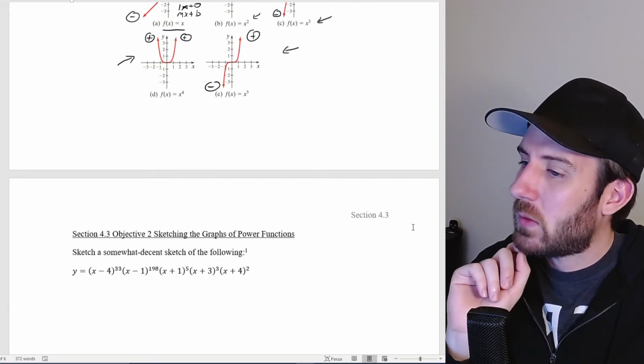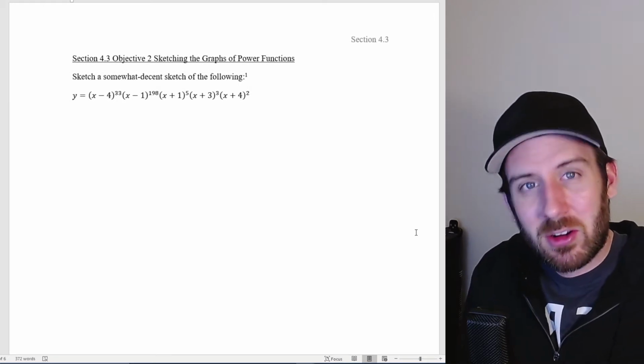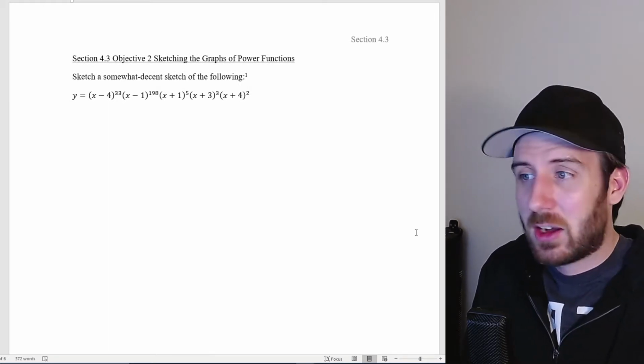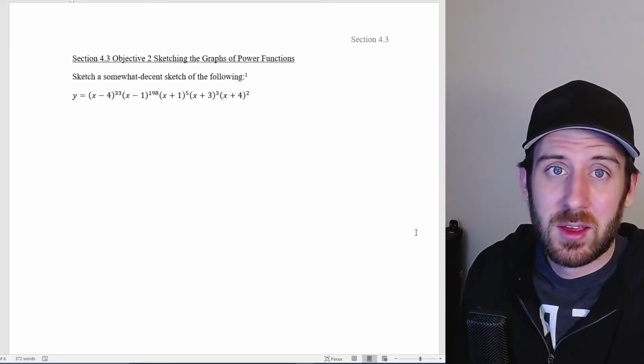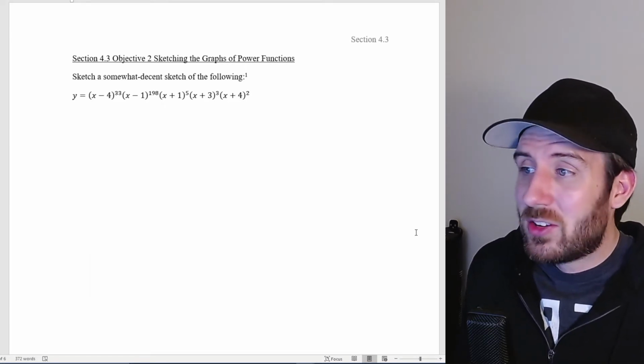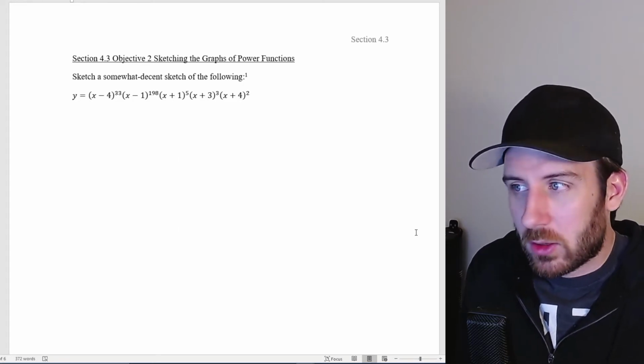Okay. Now, before we go too much further, I want to ask one of the scariest looking problems we could in this entire thing, as a way of preparing to say, if we can do this, I'm pretty sure we can do anything. Now, we're going to try to sketch a somewhat decent graph of the following.